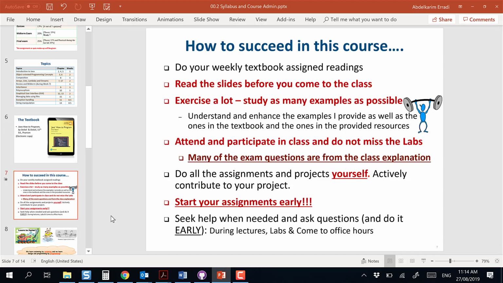Okay. So this is the most important slide in this set of slides, how to succeed in this course. I already discussed some of these aspects, but let me just go through them again. Really do your best to read the chapters associated with each topic. This will really strengthen your understanding and give you a much deeper understanding. But at the very least, the minimum is that you read the slides and you try to study the slides. Preferably before the class, yes.